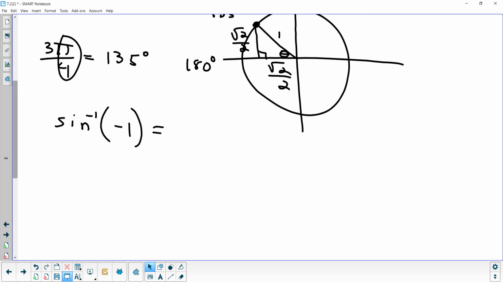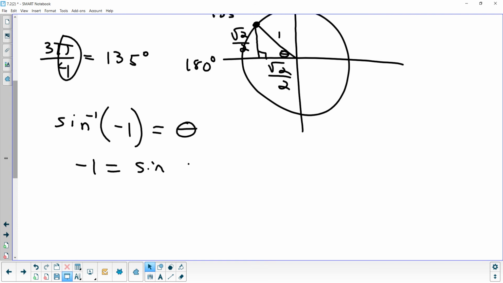Nick? You're going to get an angle. So I'm looking for you to tell me an angle. That's the answer to this problem. How could I rewrite this without inverse trig? Yep. Take the sine of each side.